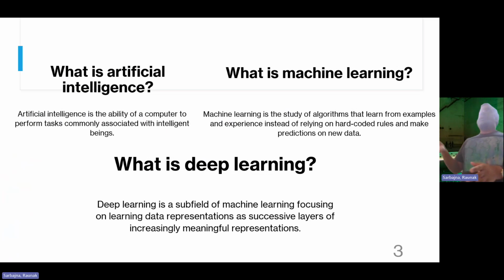Now, deep learning focuses on learning data representations in layers of meaningful data. What deep learning does not do is build statistical models that predict every step of what's going on. Deep learning identifies patterns. Humans are very good at identifying patterns. Machines are not. But with deep learning, we are getting closer and closer to human level understanding of patterns.